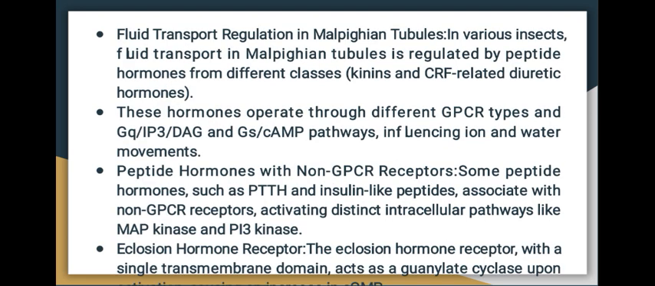Fluid transport regulation in Malpighian tubules. In various insects, fluid transport in Malpighian tubules is regulated by peptide hormones from different classes. These hormones operate through different GPCR types and Gq IP3, DAG, and Gs cAMP pathways influencing ion and water movements. Peptide hormones with non-GPCR receptors: some peptide hormones such as PTTH and insulin-like peptides associate with non-GPCR receptors, activating distinct intracellular pathways like MAP kinase and PI3 kinase.